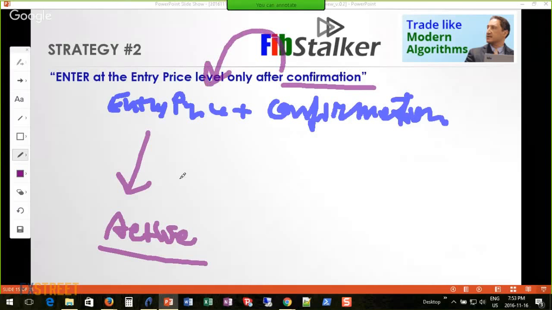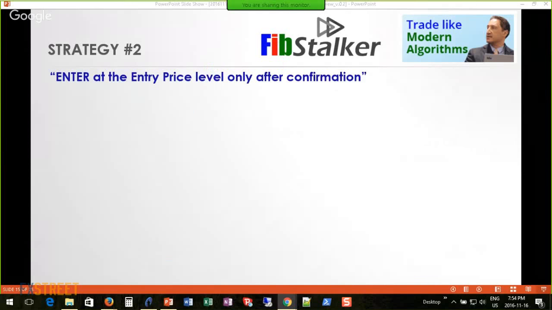So as you can see, the entry price in this strategy 2 is used to activate the setup, and the confirmation price is used as our new entry price. Okay, so this is the way we use confirmation. And most importantly, as I mentioned before, confirmation is our device that helps us understand that the market is now moving in our direction, in the direction of our setup. Okay, and that's very, very important.